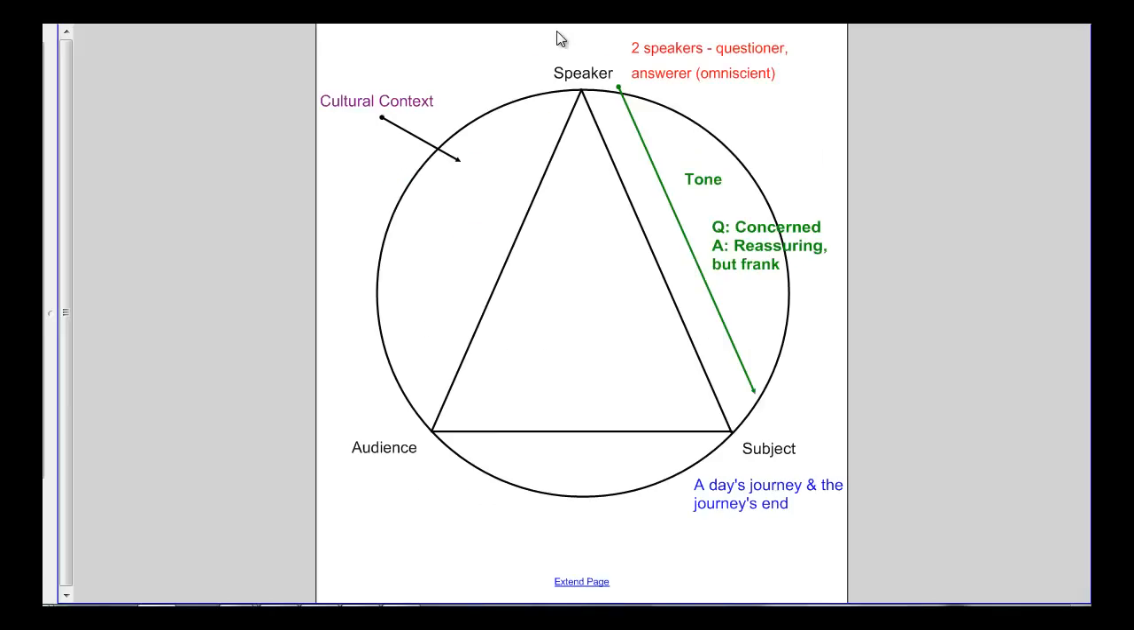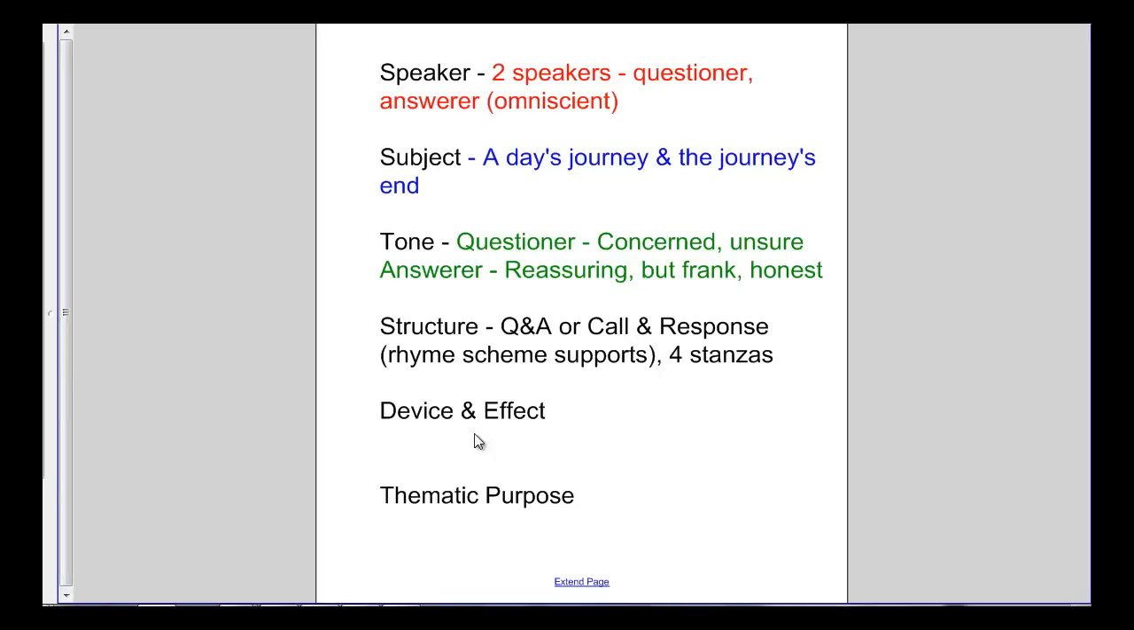We're probably getting well on the way towards thinking about main idea or theme here with these two speakers, and the fact that one is worried and the other is reassuring, has the information. This is the subject of today's journey. The next thing we think about is what devices are at play and what is the effect of these devices. And then, of course, we can move towards integrating all this to understanding thematic purpose.